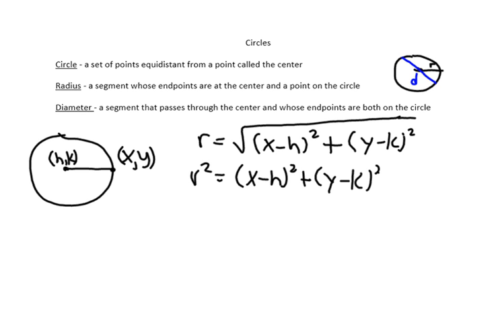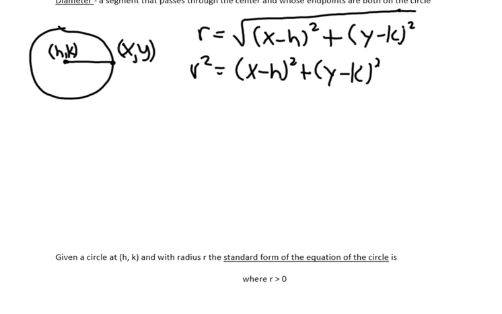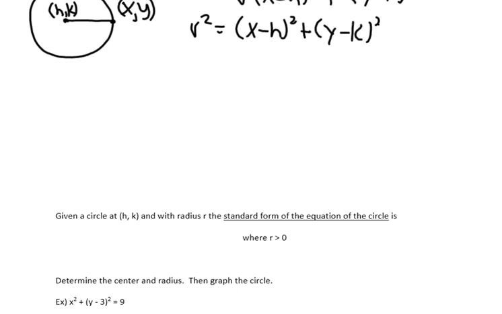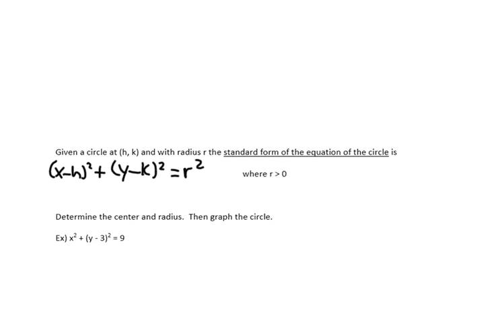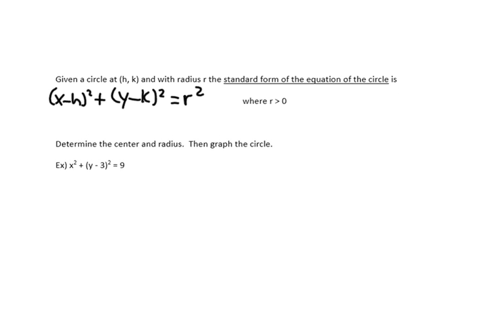This is the standard form of the equation of a circle. So as I scroll down, given a circle at (h, k) and with radius r, the standard form of the equation of a circle is (x minus h) squared plus (y minus k) squared is equal to r squared, where r is greater than 0, because you want the radius to be positive, because it is a distance.